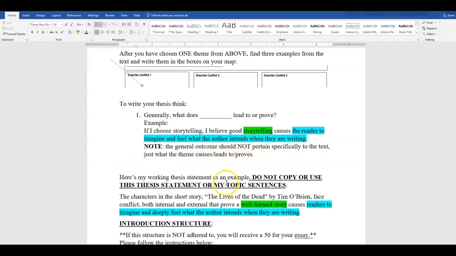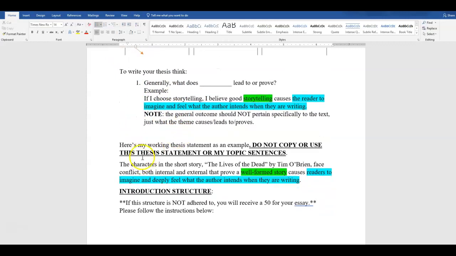So here's my working thesis based on my thoughts up here. Again, you could not copy this or use my thesis statement. The characters in the short story, The Lives of the Dead by Tim O'Brien, face conflict, both internal and external, that prove a well-formed story causes readers to imagine and deeply feel what the author intends when they are writing.